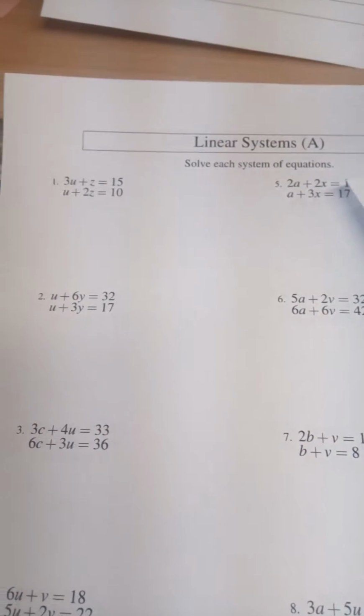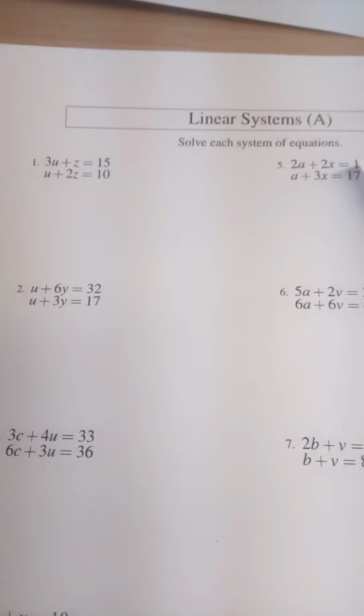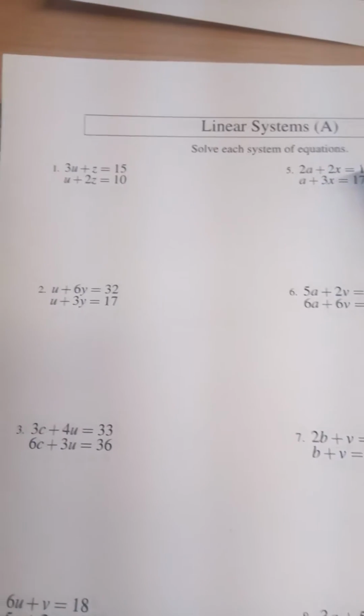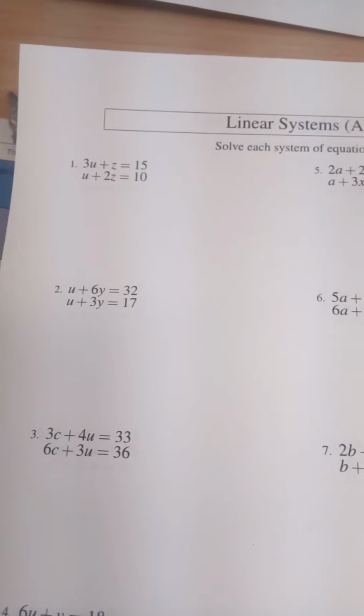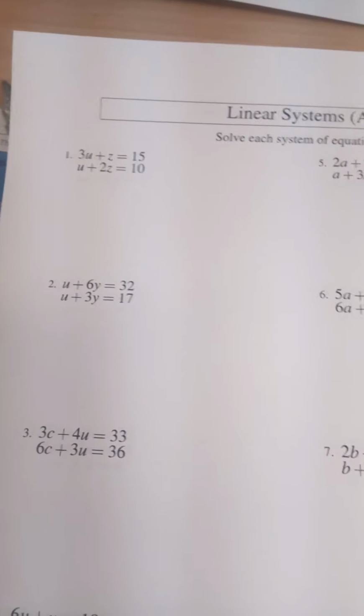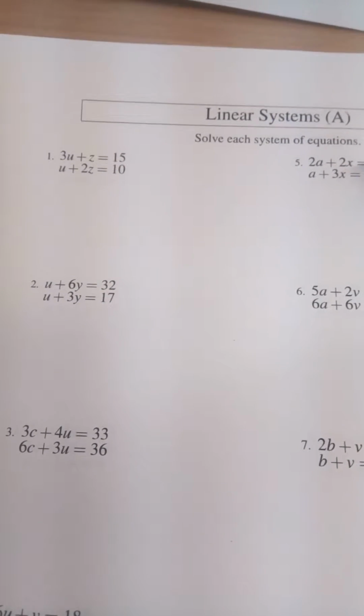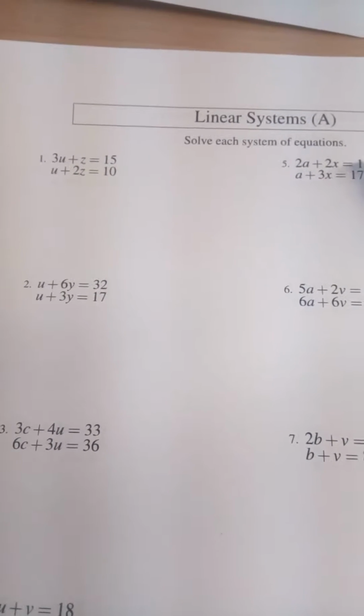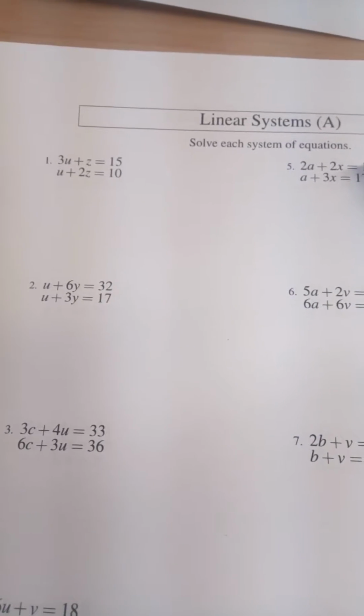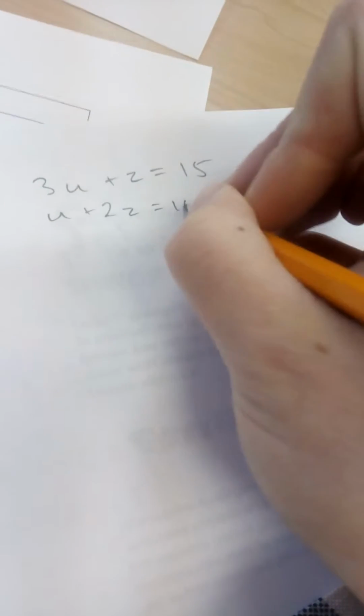Okay, so for those of you who are ready to move on to linear equations, I'm just going to do the first question of your worksheet here as an example so that you know how to do this. So our first question is 3u plus z equals 15, and then we also have u plus 2z equals 10. So let's write that on our sheet. 3u plus z equals 15, and u plus 2z equals 10.